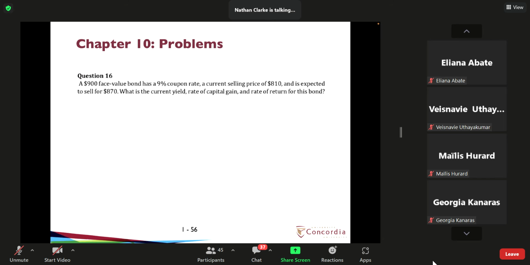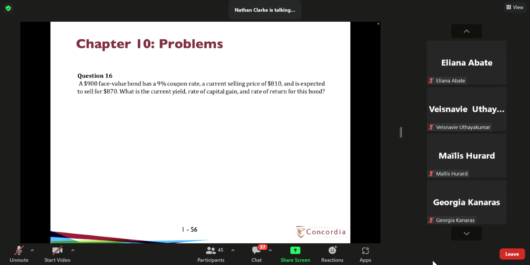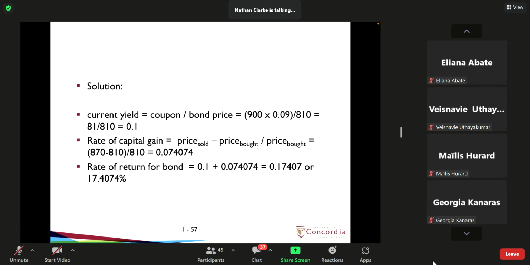So this question: a $900 face value bond has a 9% coupon rate. Its current value is 810. It's expected to sell for 870. So then what is the current yield, capital gain, and rate of return? So how you do this, right? Well, here they're asking for current yield. So step one is find current yield.